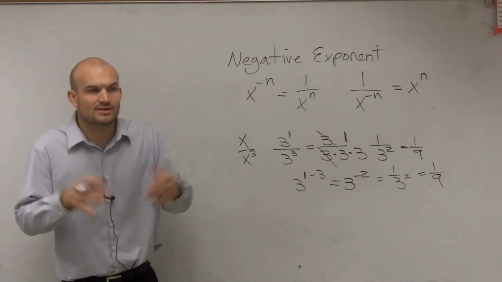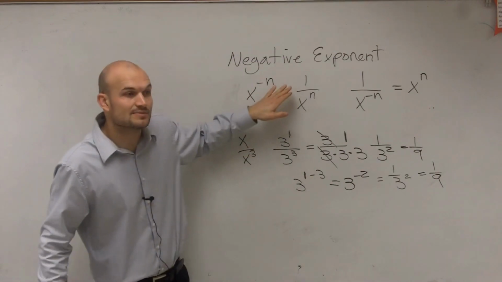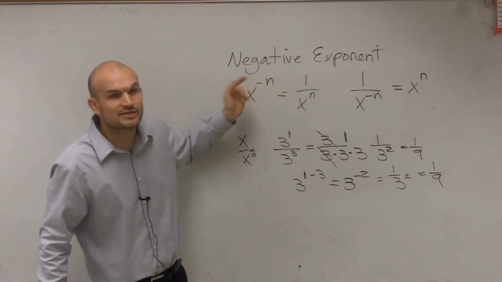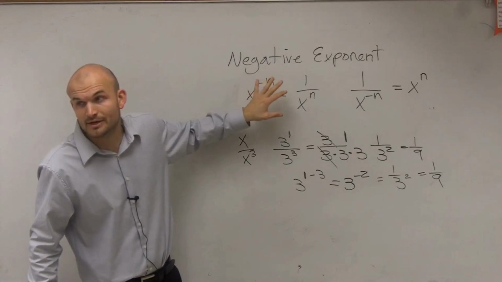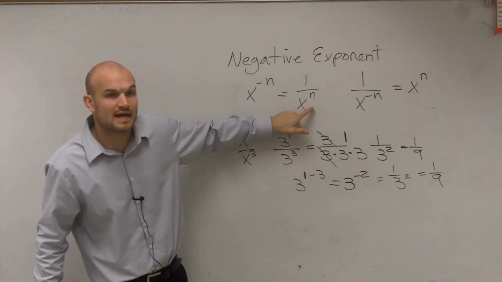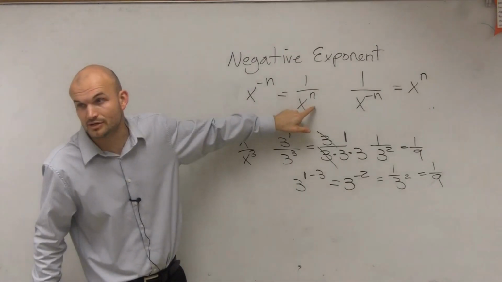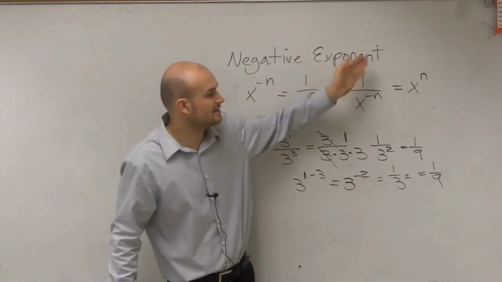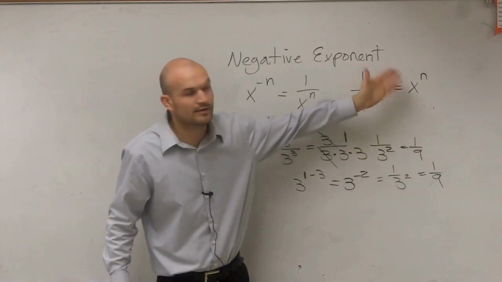All right? But all I want you to understand is when you have a negative exponent in the numerator, you write it down in your denominator, and you can show it as positive. And the other way is if you have it in your denominator, you can write it back up as your numerator.